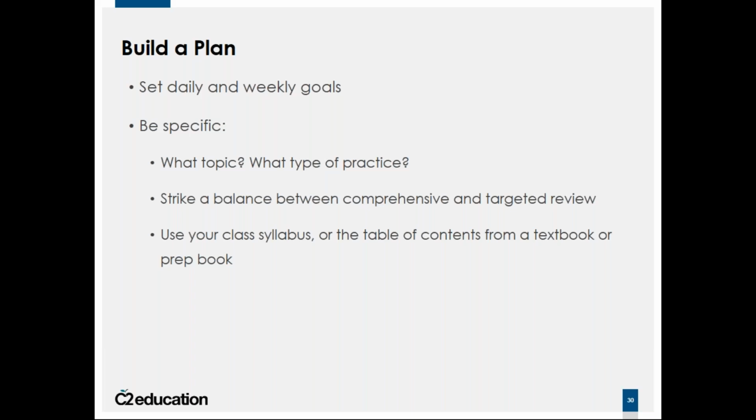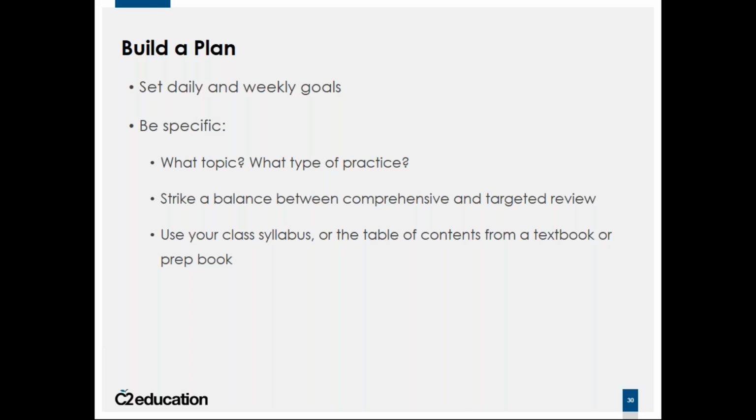Now, the best way to go about doing this is to use the existing tools that you have. Your class syllabus, the table of contents from your textbook, a prep book. You want to get a McGraw-Hill, a Barron's, an AP prep book. Great idea. Again, they'll have a table of contents. They'll have a breakdown of the topics that you need to work on. You can go through it. You can see, hey, I really remember this topic. I don't remember this as much.